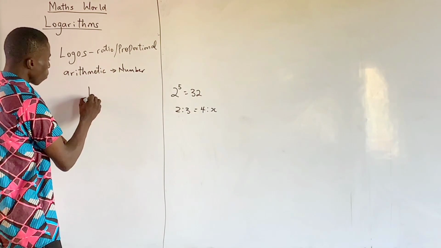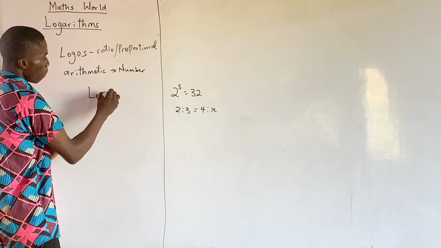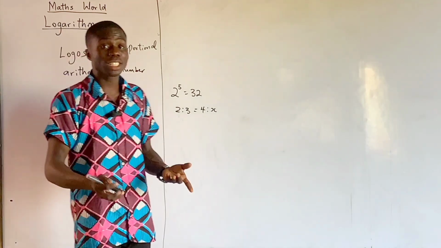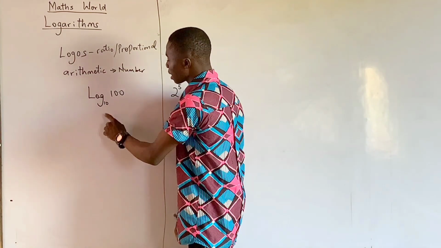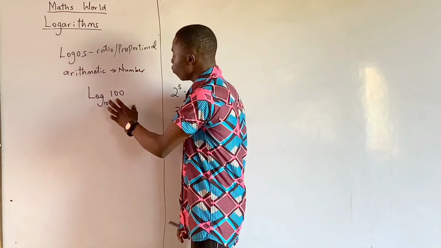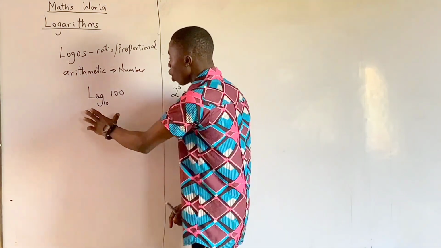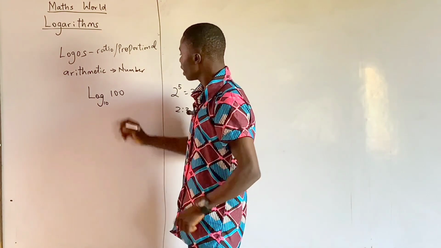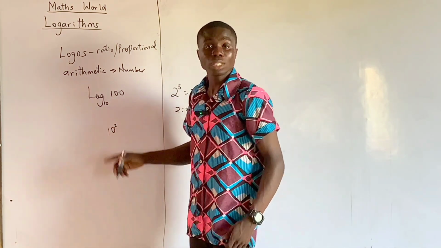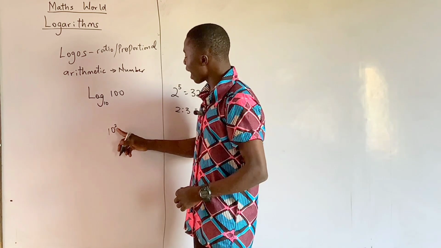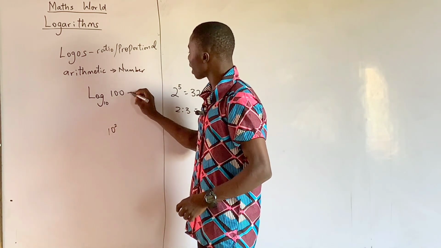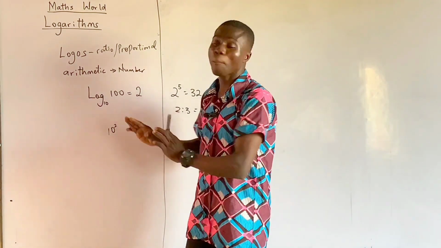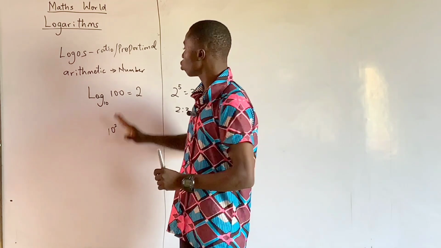If you now see log of any number, let me use a number. Let's assume log 100 base 10. It is actually asking you a question: how many times can this 10 be raised to give us 100? That is what it means. For instance, it can be raised 2 times, right? Because 10 times 10 will give us 100. So the answer is 2. But we will learn how to solve this better in the video. I'm just introducing you to how we do it.